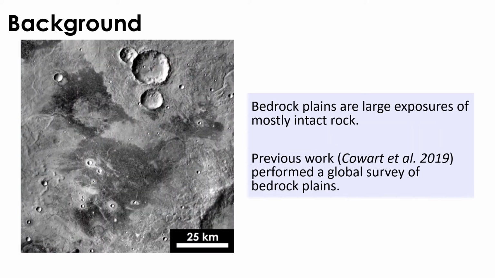I'm applying this technique to intercrater bedrock plains, which are large thermophysically distinctive regions corresponding to increased exposure of intact rock. At left is a THEMIS daytime thermal infrared image of the surface, and in this image, rock-dominated surfaces appear dark. In contrast, regolith-dominated surfaces appear bright. My previous work mapped out and characterized these surfaces, looking at their morphological and spectral properties.